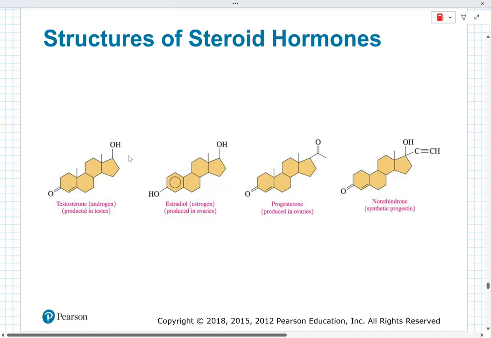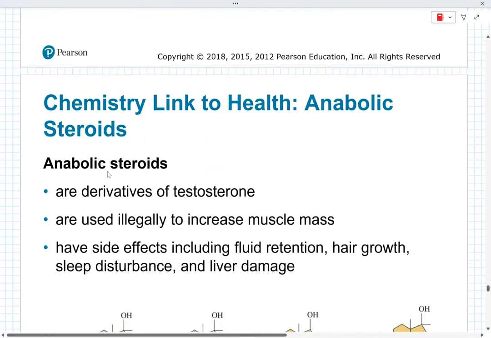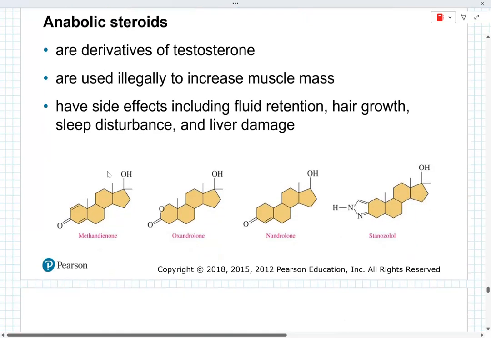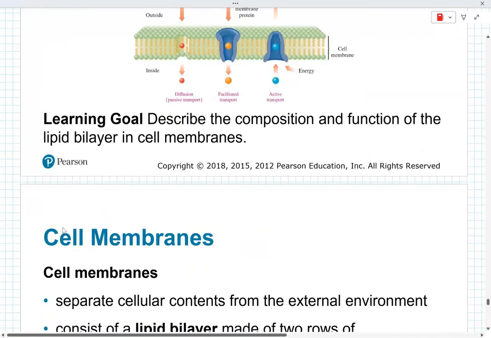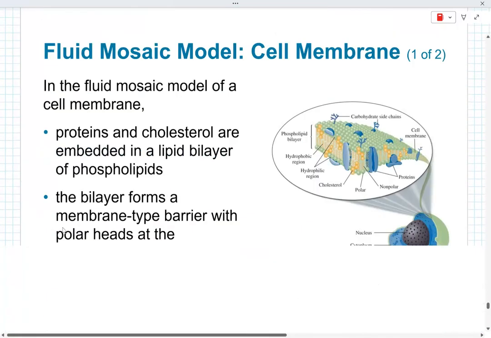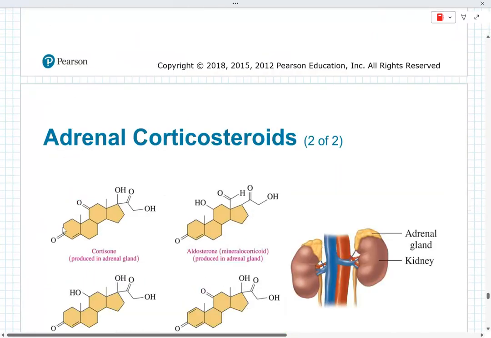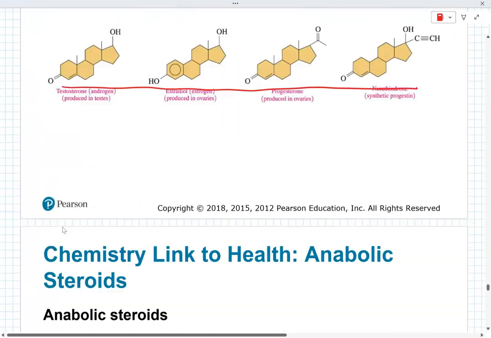Basically, to illustrate that they are similar and are derived from cholesterol. So, let's see how far we are. Okay, I'm going to go through this.